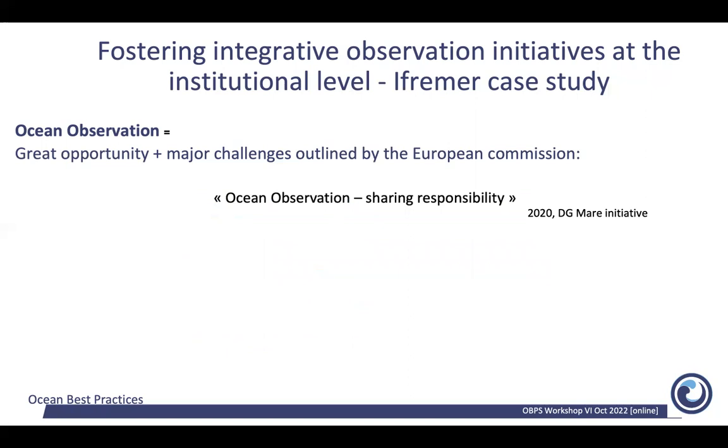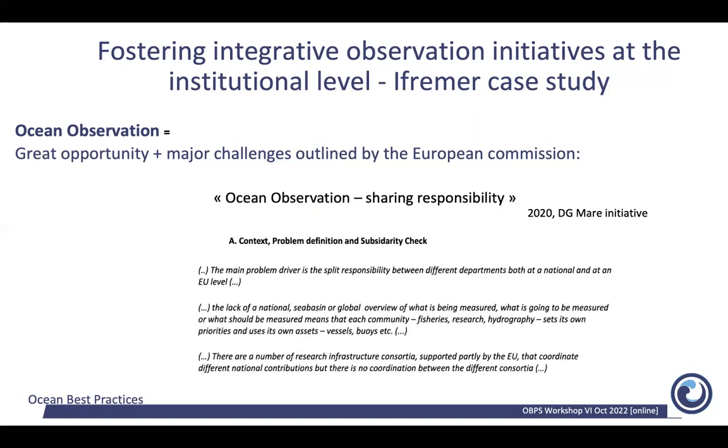by the DG MARE. It was named Ocean Observation Sharing Responsibility. It was a huge survey towards all the marine institutions in Europe. And in the context of this survey, they set the scene. They said that the main problem driver is the split of responsibility between different departments at both national and European level, and I could say also at institution level.